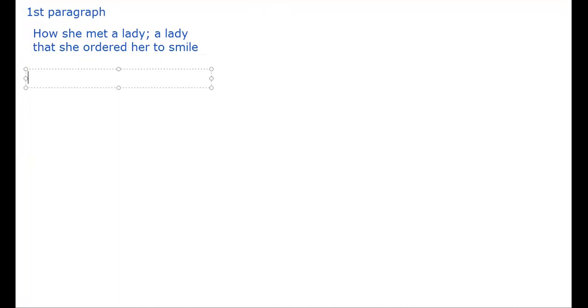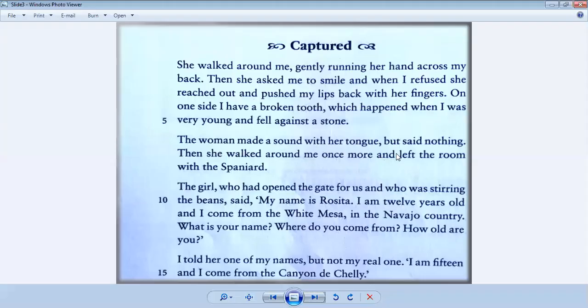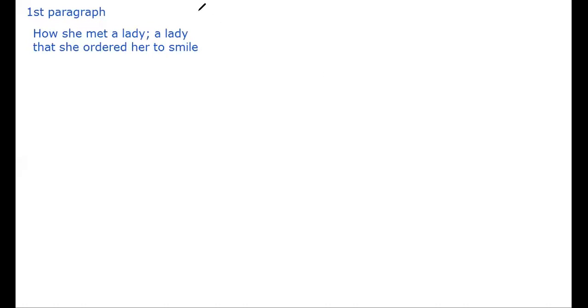The woman. Okay. The woman made a sound with her tongue but said nothing. Then she walked around me once more and then left the room with the Spaniard. It's about the lady, right? Miss, what does Spaniard mean? Spaniard means the person who is with her, that Spanish person who followed her. Okay. It's about the lady, a woman, and her leaving. Yeah. Good. Her exit.